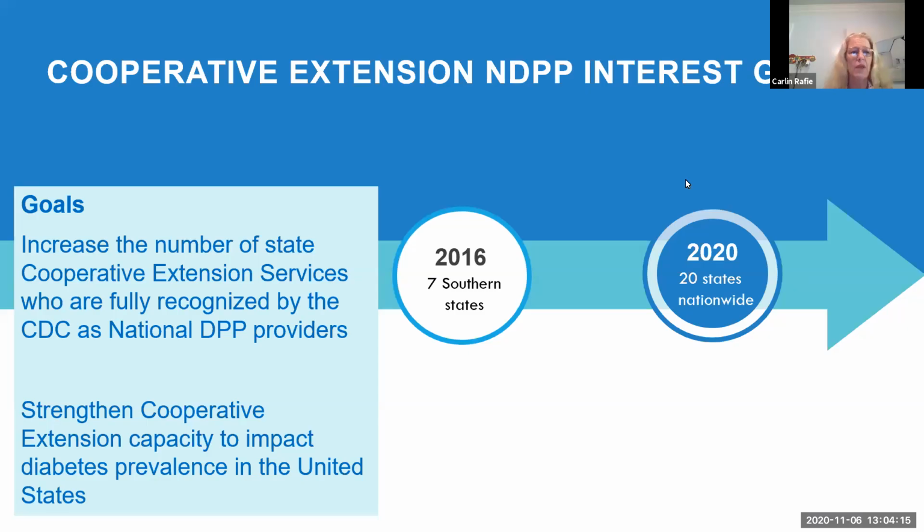The National Diabetes Prevention Program Interest Group actually started in 2016. Some of us here in the southern region decided we wanted to get together because we all wanted to do the DPP and we wanted to help each other out. Our purpose really was to increase the number of state cooperative extension services that are fully recognized by the CDC as DPP providers, and then to strengthen cooperative extension's capacity nationally to address diabetes as an issue. We started with 7 members in 2016, and today we have members from 20 different states nationwide with extension. And here's just a picture of where those states are.